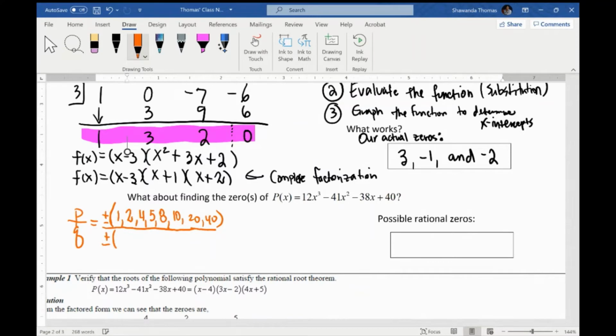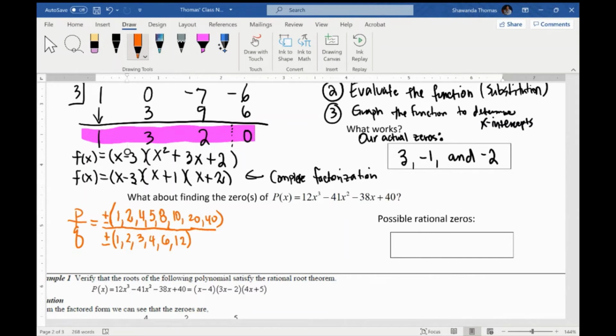Let's figure out what are the factors of 12. 1, that's my contribution. What's next, y'all? 2. 3. 4. 6. And 12. All right, we're not done.